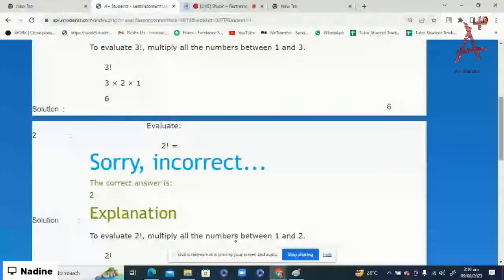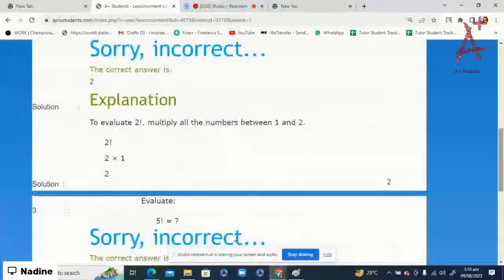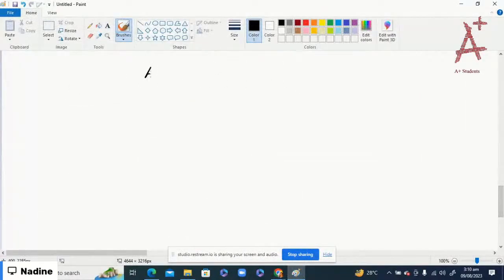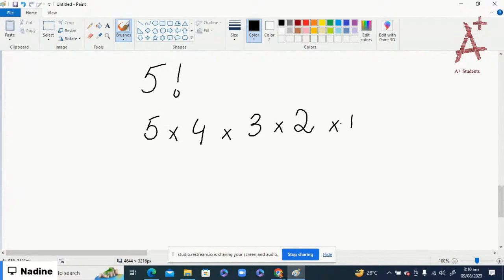So here are different questions like 3 factorial, 2 factorial, 5 factorial. Let's solve this one. Here is 5 factorial. So we're gonna write 5 factorial this way. 5, then 4, then 3, then 2, and then 1, counting back. So it's 5, 4, 3, 2, 1. Then putting which sign? Multiplication sign. Okay, now let's start multiplying.